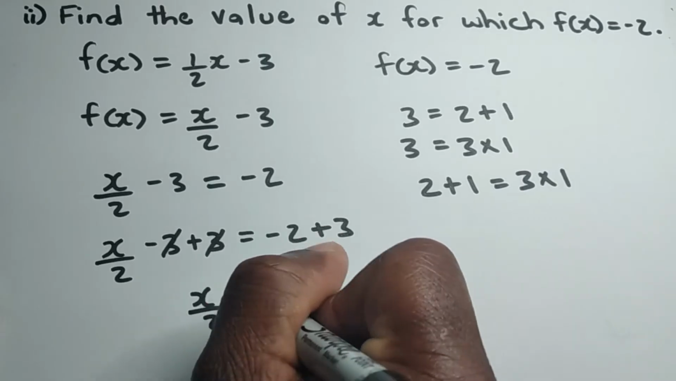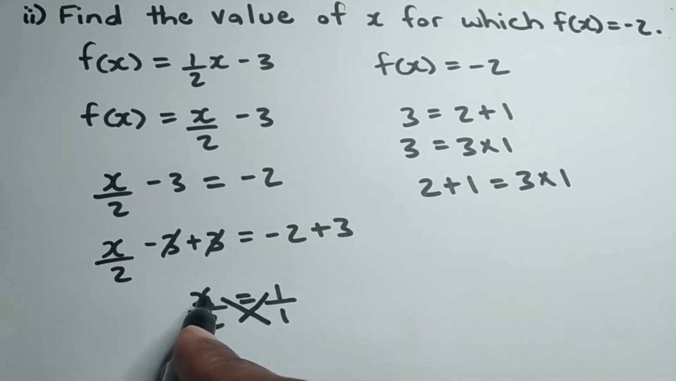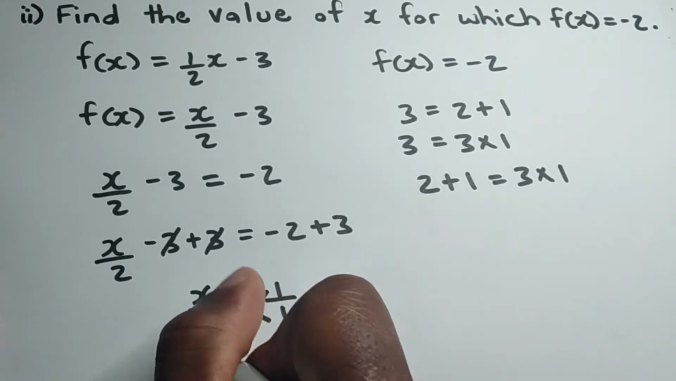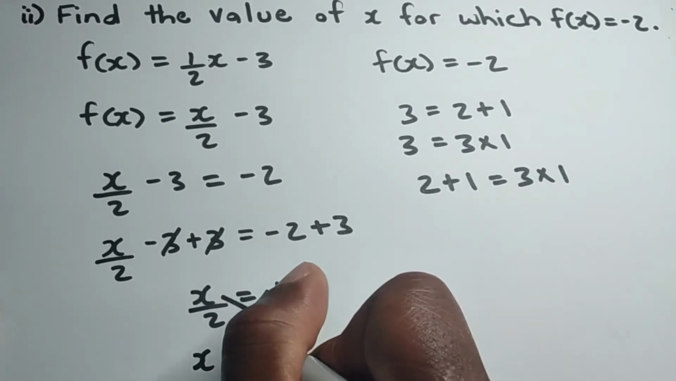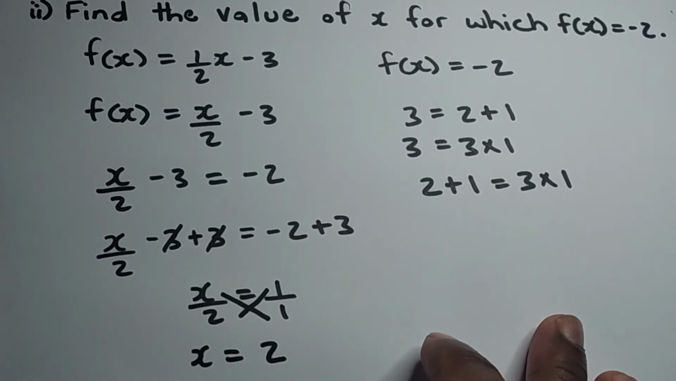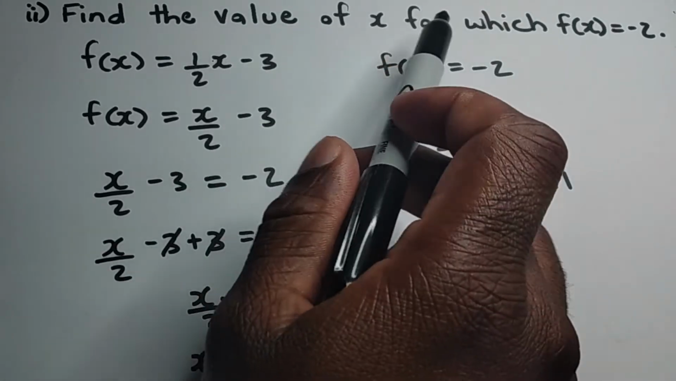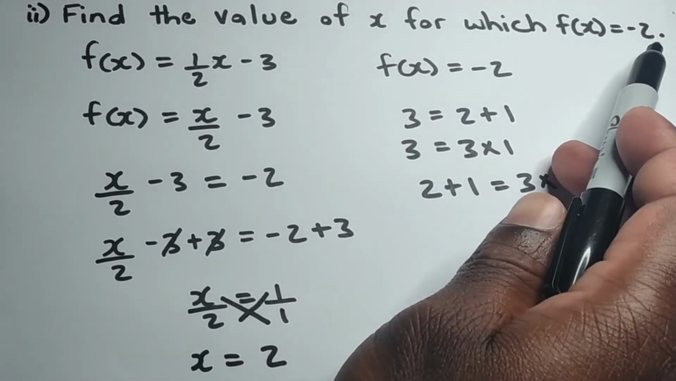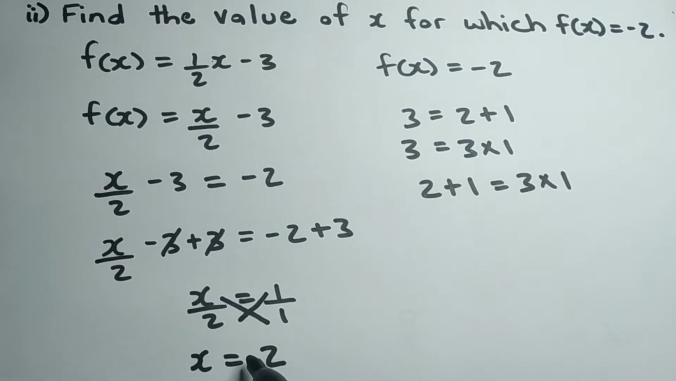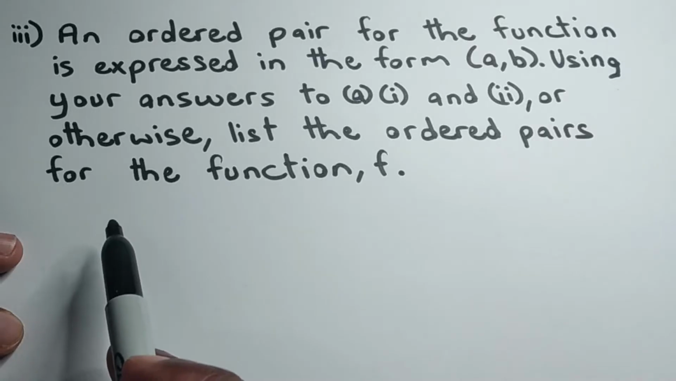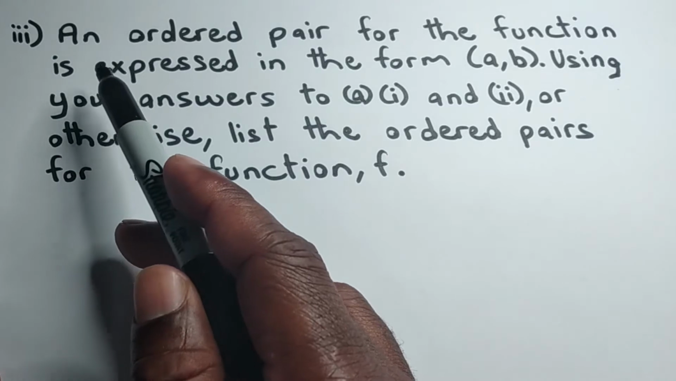And now we can cross multiply. All right. So x times 1 is x. 2 times 1 is 2. All right. So the value of x for which f of x is equal to -2 would have been x is equal to 2, all right? And that's pretty much how we treat this aspect of the questions, all right? Quite easy. Now let's look at part 3 of the question.